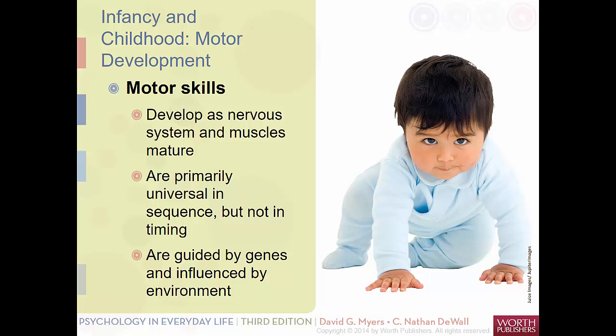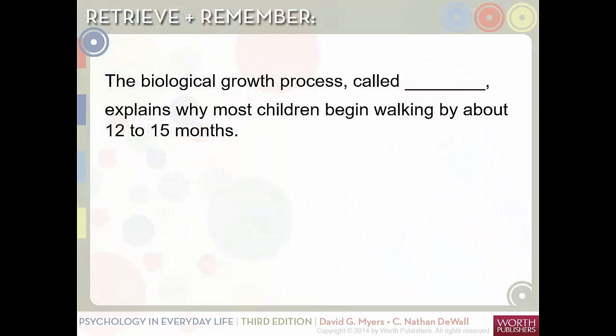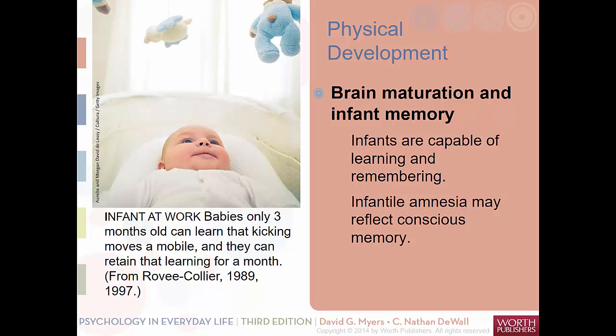Motor skills are guided by genes. There is a specific period of development of each motor skill. Some children start walking at 8 months. Some it takes a little longer. We know infants can learn and remember.